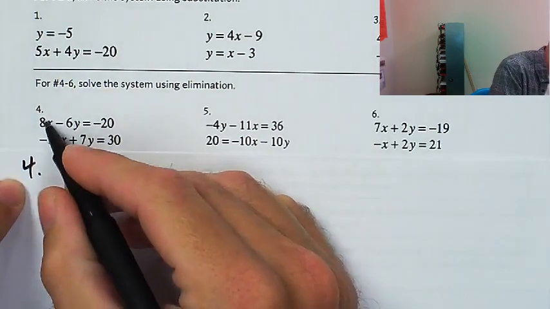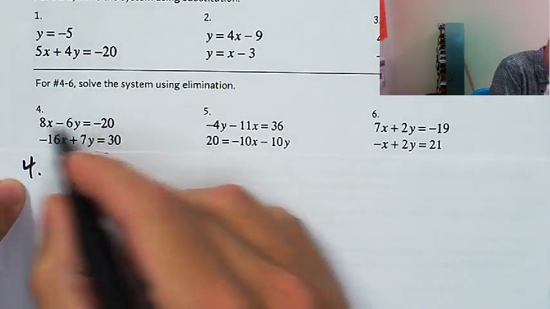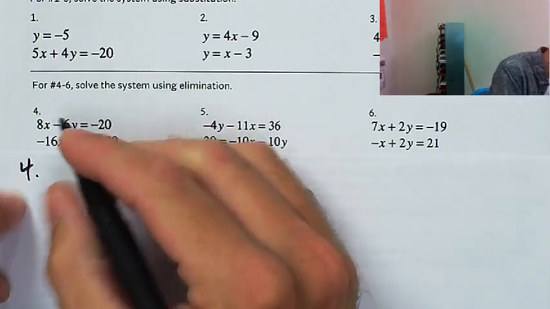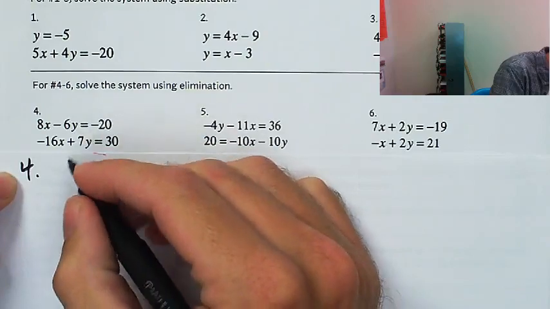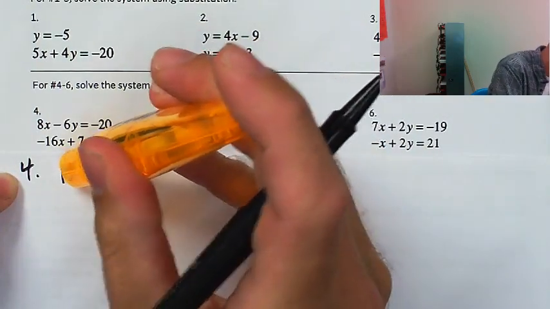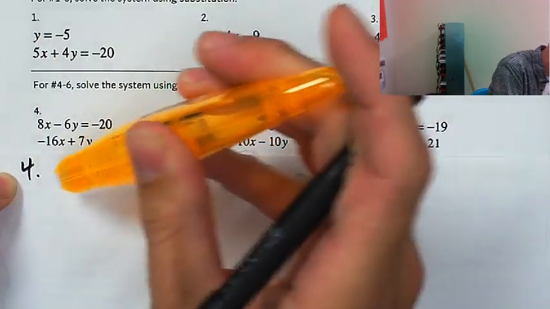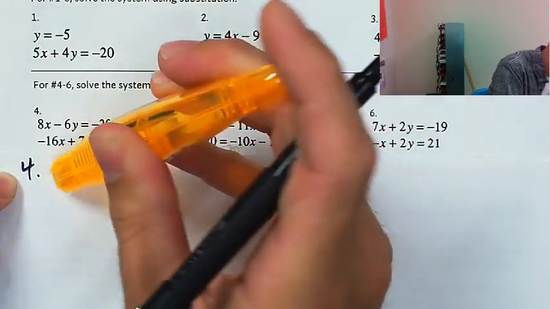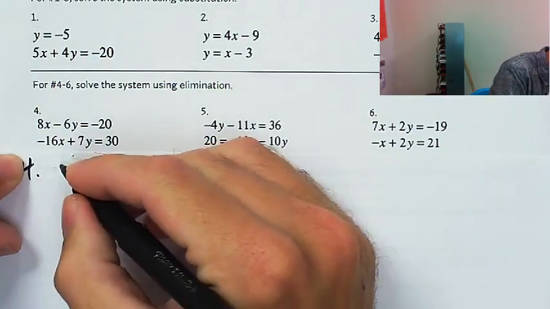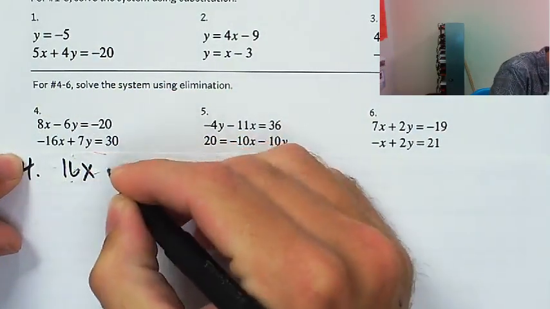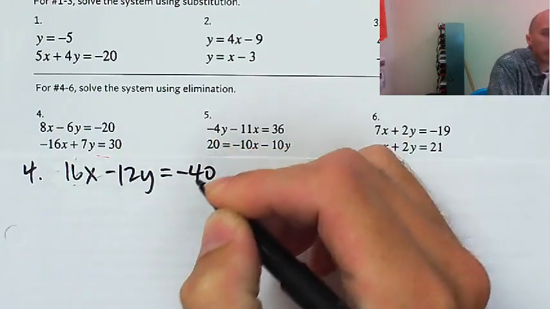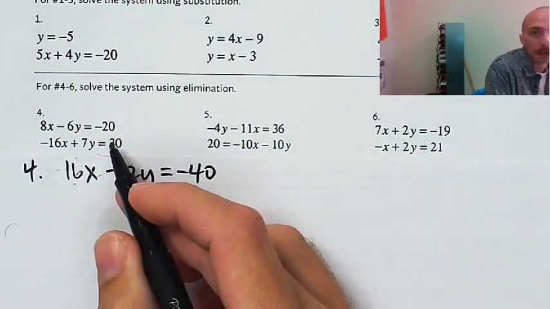And so if my plan is to eliminate x, I need to double this equation. So I have positive 16x and negative 16x, and I can get rid of x's. So I'm going to double the first equation, so I have to double everything. That's going to be 16. All right, so if I double this, I'll have 16x minus 12y equals -40. And then this second equation the same.